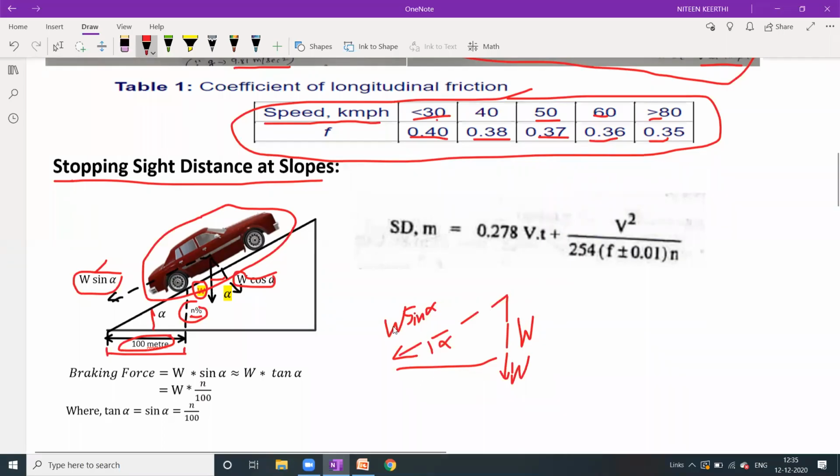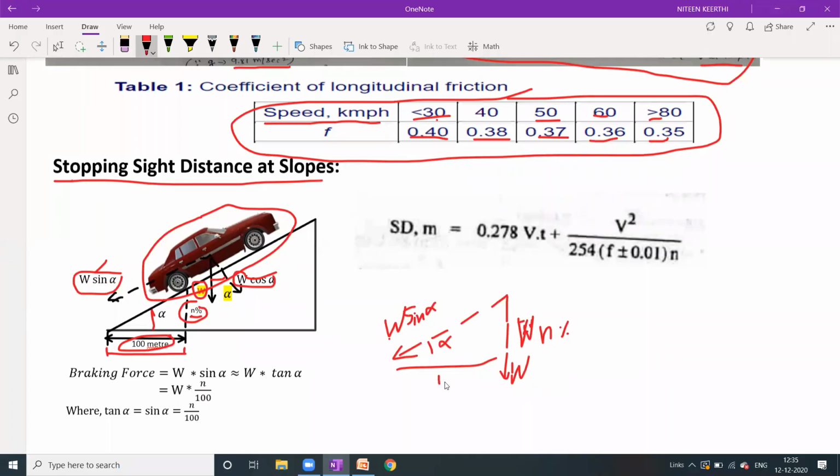So this is W sine alpha. So I want sine alpha. Sine alpha is opposite by hypotenuse. So W sine alpha. So this N, this is climbing, right? So this is small n in percentage. Whatever W has shown, that is the weight of the vehicle acting, small n.